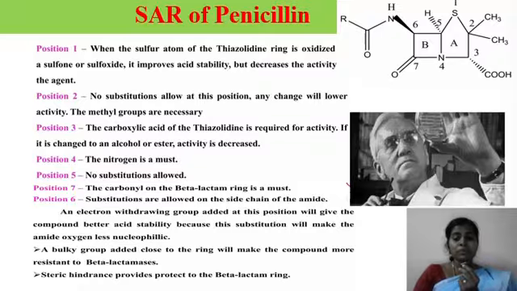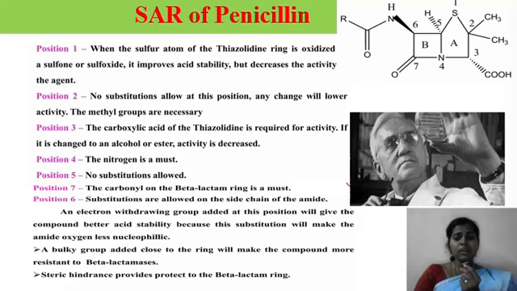Now, the substitutions at the C6 position: the C6 position has the amino side chain. This is the most important modification site in case of penicillin. If there is an electron withdrawing substituent present here, in case of R, the electron density on the carbonyl oxygen decreases. So this protects the beta-lactam ring from acid hydrolysis, making the drug acid stable.